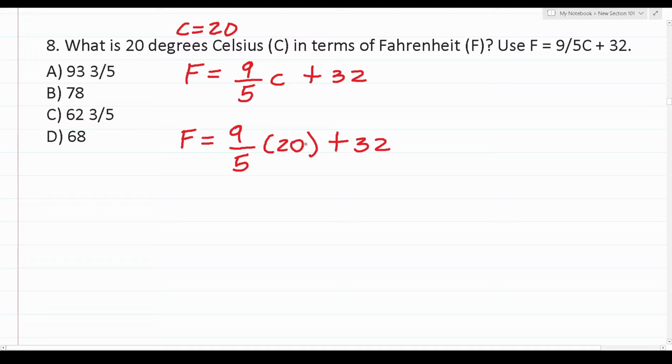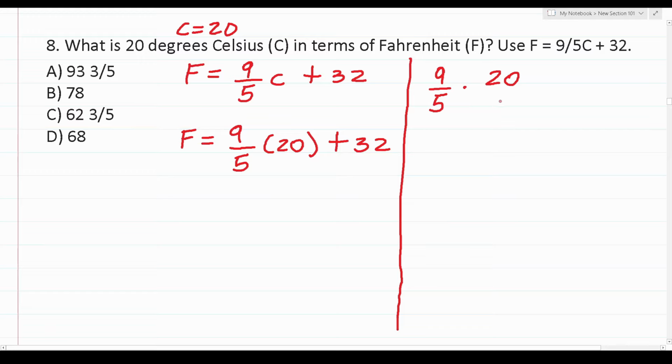9 over 5 times 20. For some reason, people struggle with fractions a little bit, but as you'll see in just a second, this is actually very easy to work with. We have 9 over 5 times 20. That is to say, we're multiplying the fraction 9 over 5 by a whole number 20.